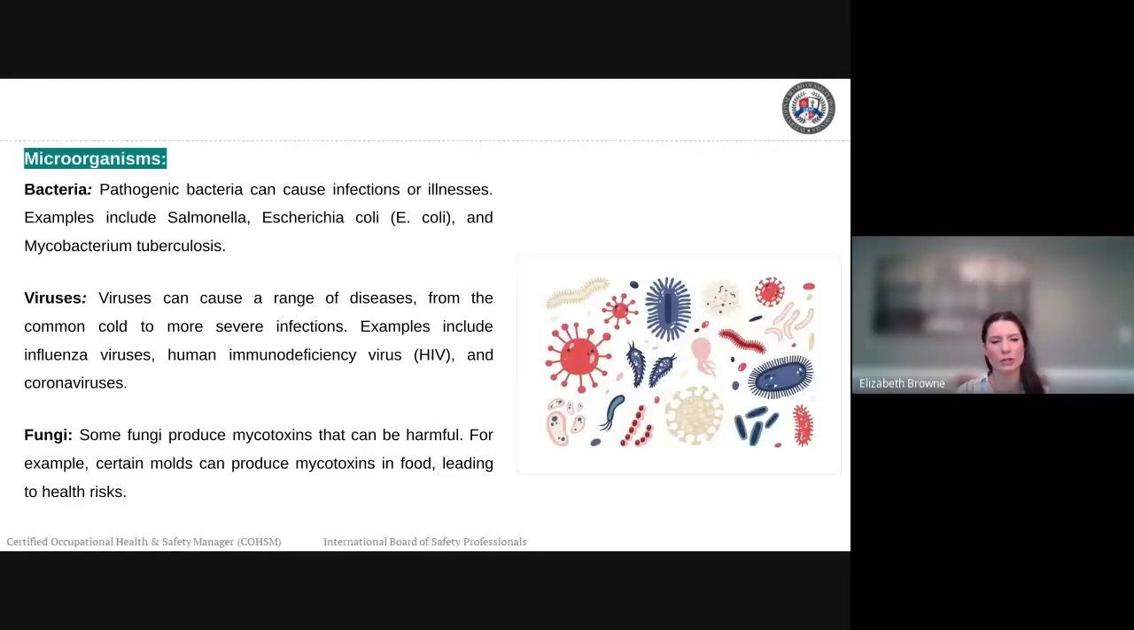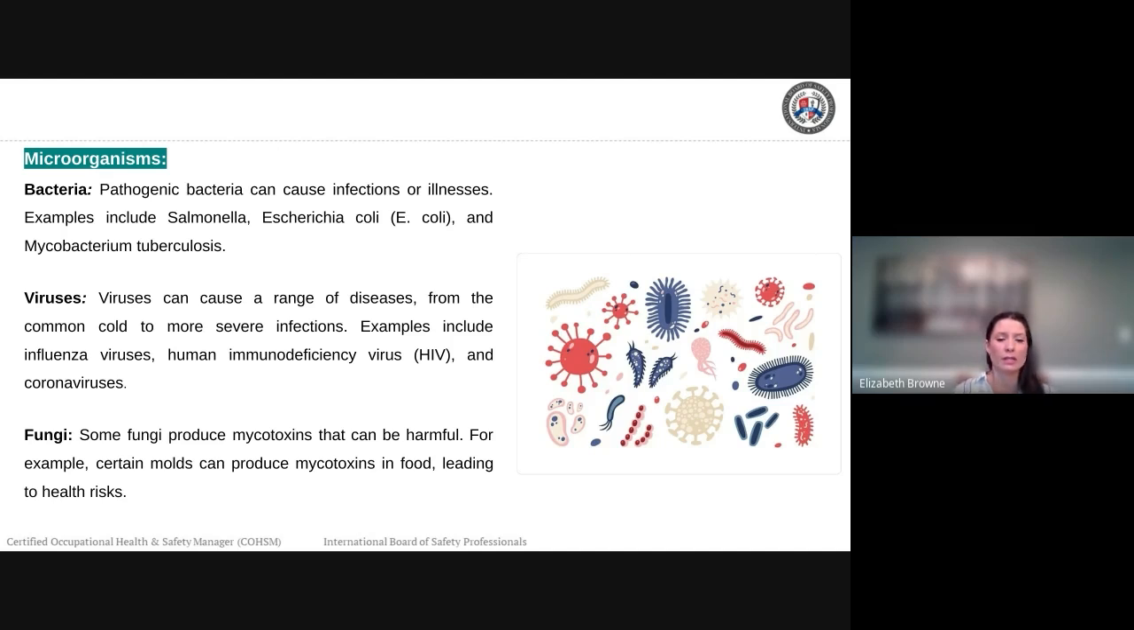So different types of biological hazards to consider are microorganisms such as bacteria. Some examples of this are Salmonella, E. coli, and Mycobacterium, like tuberculosis. These all can cause infections and illnesses. Viruses can cause a range of diseases, from anything mild, such as the common cold, to more severe infections, like we talked about, the human immunodeficiency virus, or HIV. Another common virus experienced typically in the colder weather times, besides the common cold, is the flu virus or influenza. And then, more recently, we are all affected by the global pandemic with the coronavirus.